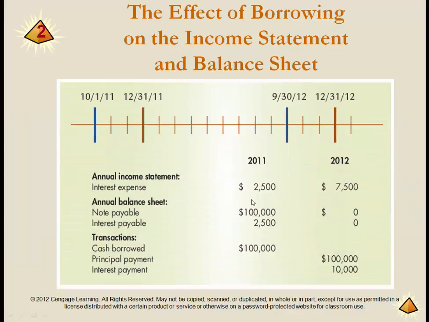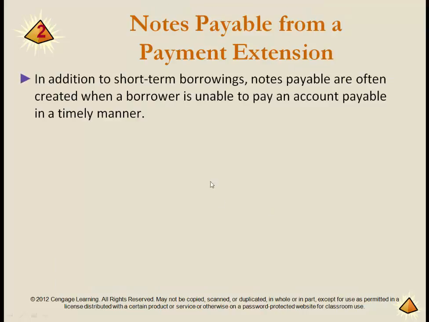Okay. The effects on the income statement and the balance sheet. Essentially, what happens here is you have higher interest expense in each year, and then there's the balance sheet, and you clear it out at the end of the year, along with the cash borrowed. So these are the transactions.